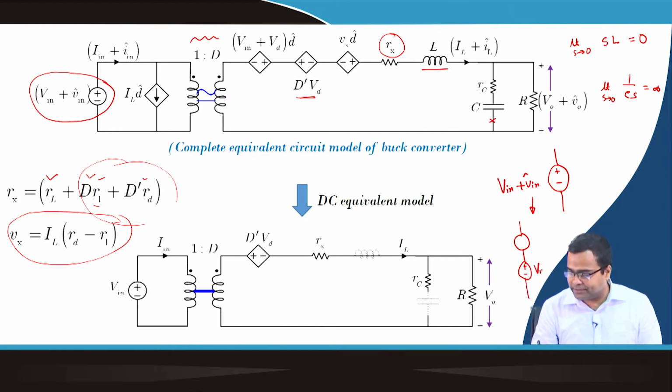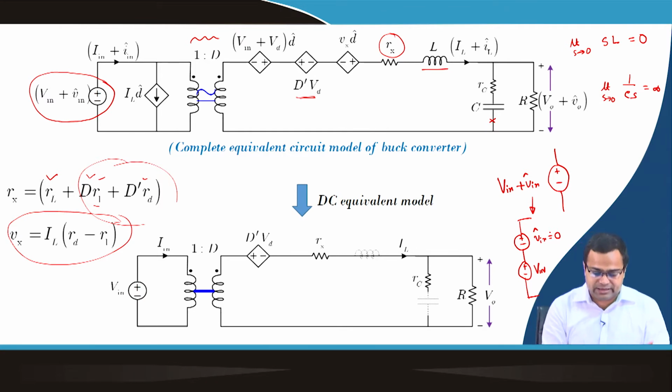One is our capital V in and another is our V in hat. So, that means it is just the sum of two by using superposition. Now, under DC equivalent circuit, all the perturbed terms are set to 0. So, for a voltage source, it will be shorted, for current source, it will be open. So, we shorted the perturbed term, so it is set to 0. So, it is simply V in.